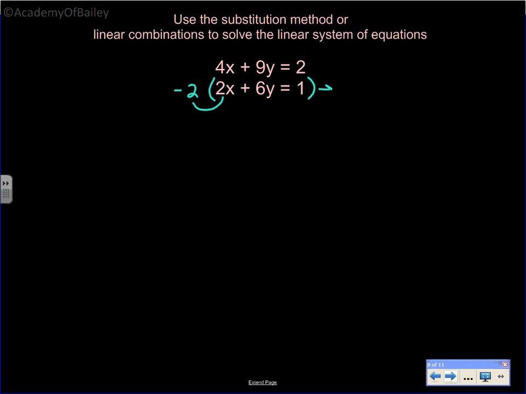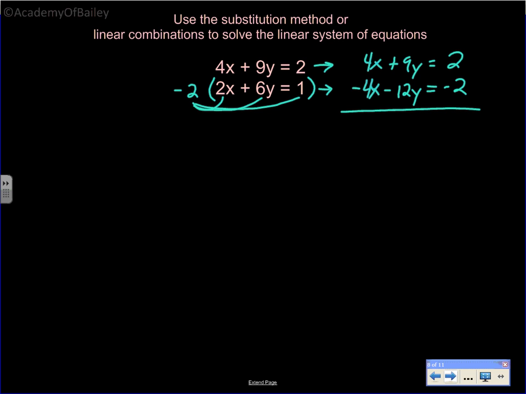So let's go ahead and multiply here. Negative 2 times 2x is a negative 4x. Negative 2 times 6y is negative 12y. And negative 2 times 1 is negative 2. And just bring this other equation over. 4x plus 9y is equal to 2. So this is where we're at.